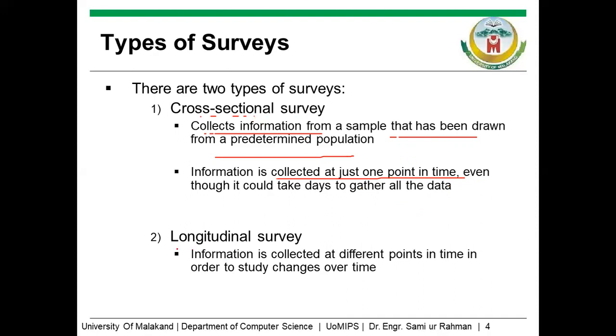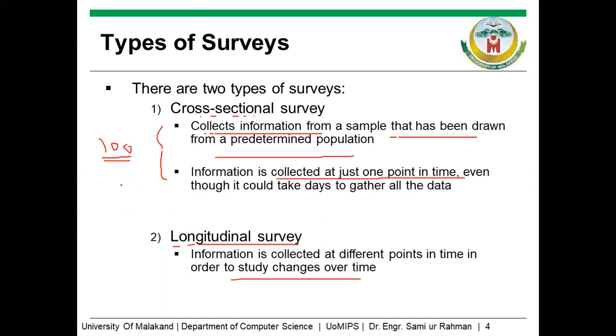Now in longitudinal survey, information is collected at different points in time in order to study changes over time. So now, for example, we have 100 samples here. In cross-sectional survey, we get information from these 100 samples once. And in longitudinal survey, what we do is this is a study over a period of time.